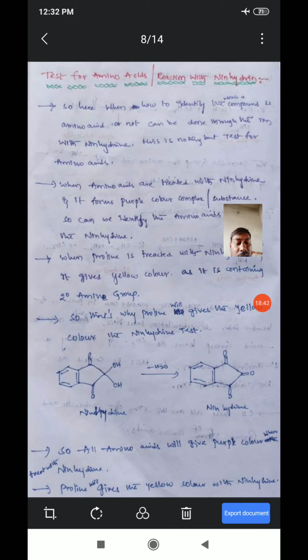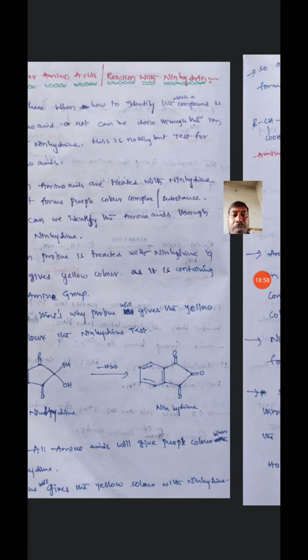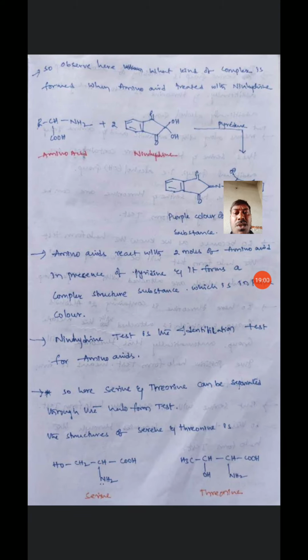So all amino acids will give purple color when treated with ninhydrin, but proline will give the yellow color with the ninhydrin. So here observe what kind of complex is formed when an amino acid is treated with ninhydrin.